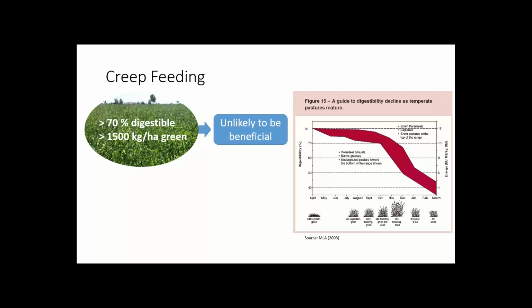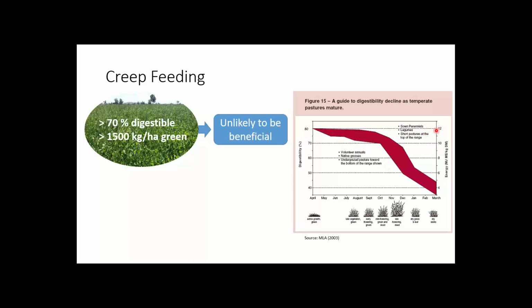So if the feed available to your lambs is greater than 70% digestible and greater than 1,500 kilograms per hectare green, then it probably isn't going to make a great deal of difference. The lambs have already got everything they need right in front of them, and the ewes are probably producing plenty of milk. But even if they aren't, a feeder's not going to provide anything better than what you've got in your pasture. Young green pastures are the most digestible, and a greater legume content will increase digestibility. So an ideal pasture would contain about 30% legumes.